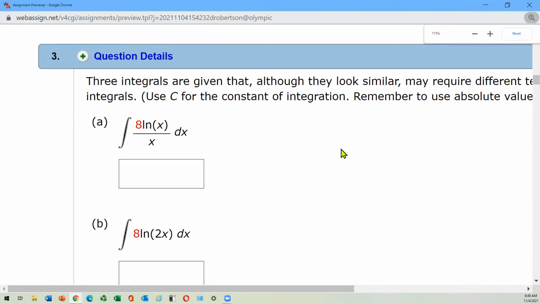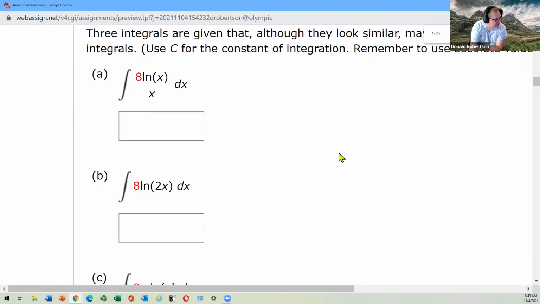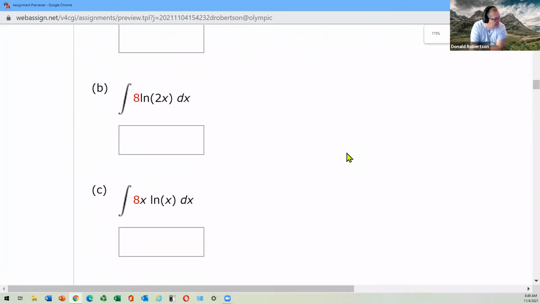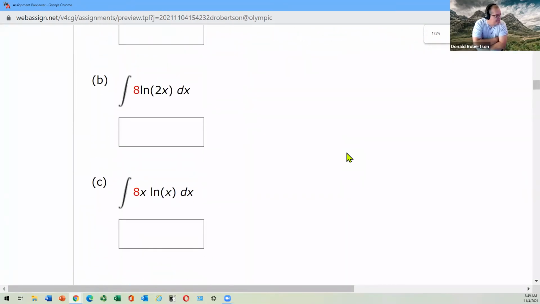Parts? Correct. Who's the f of x in 3A? ln of x, correct. What about B? U sub.